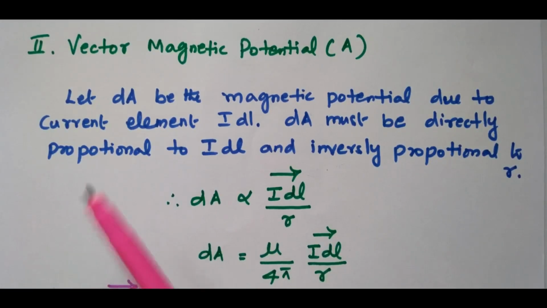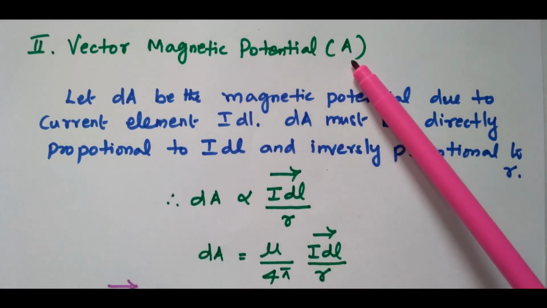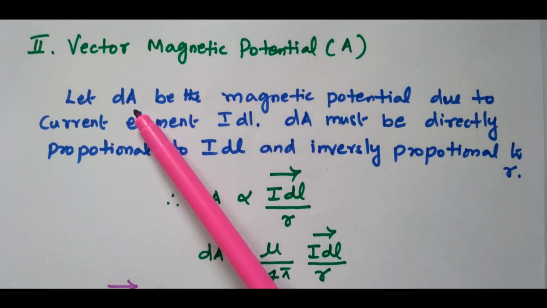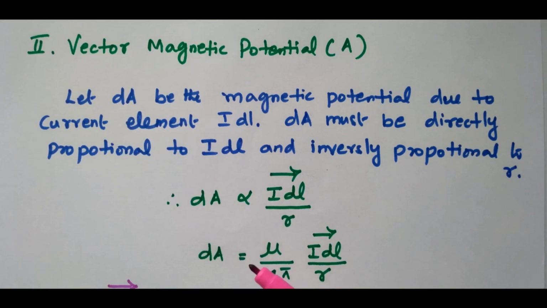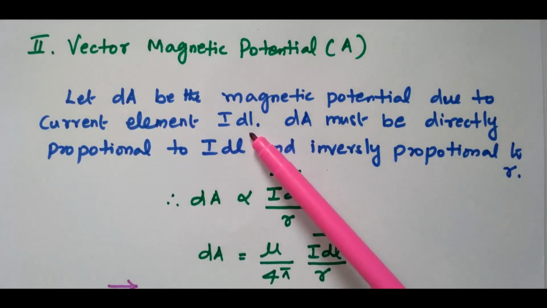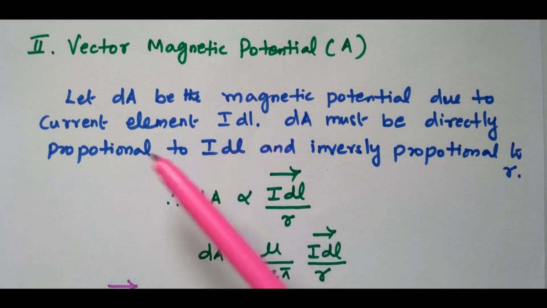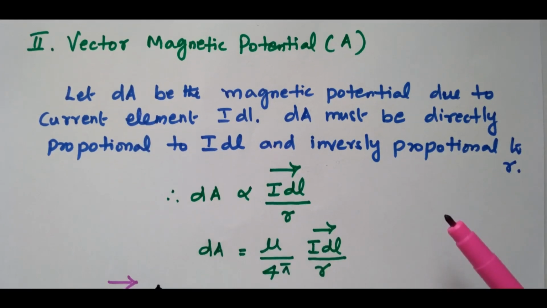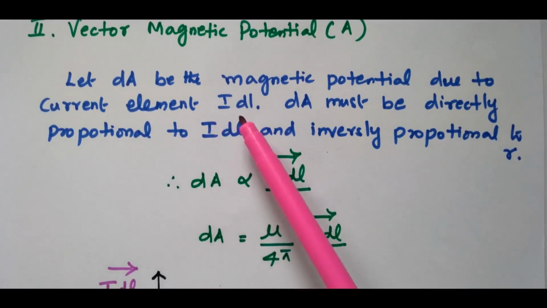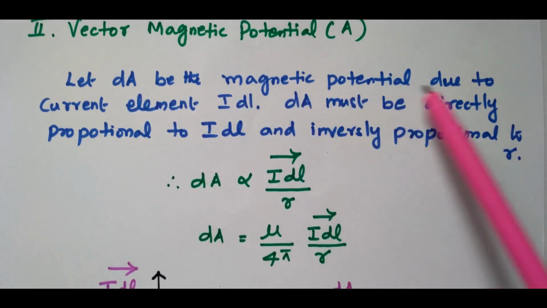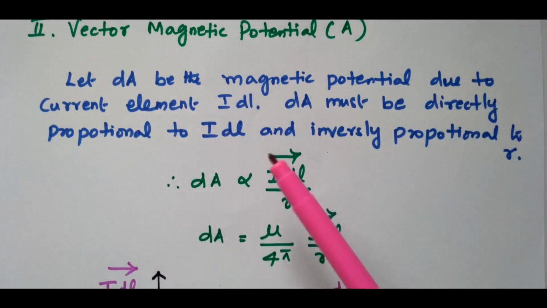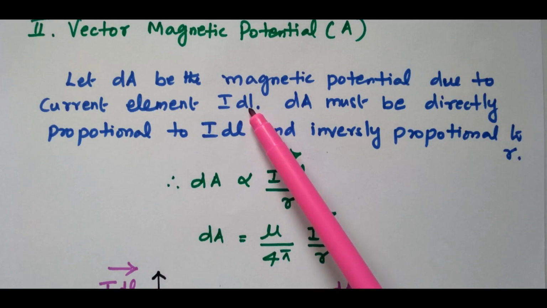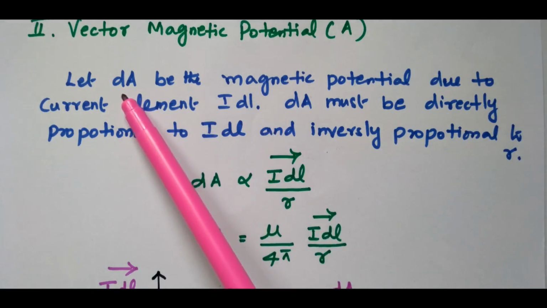The vector magnetic potential is denoted by the term A. What is vector magnetic potential? dA is the magnetic potential due to a small length dl. So due to that, the vector magnetic potential becomes dA. dA is the magnetic potential due to the current element I dl. The current element is nothing but I into dl, which you already know.